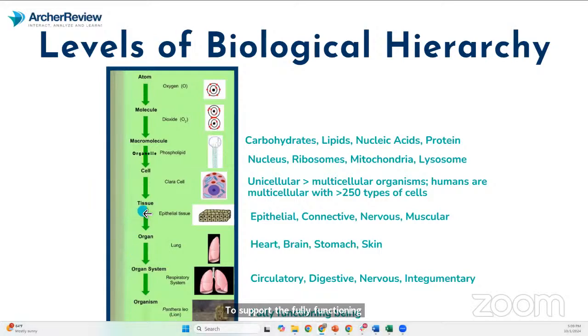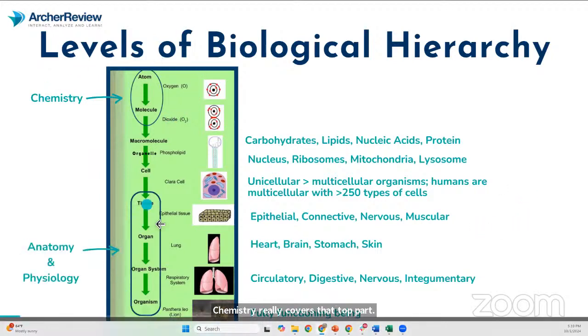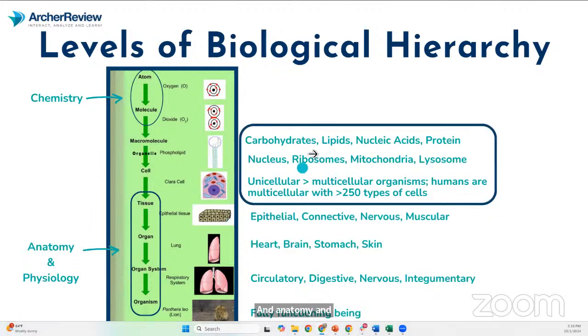And what's important for us to understand is that chemistry really covers that top part. And anatomy and physiology covers that bottom part. Our focus is right here. And we're going to start right there.